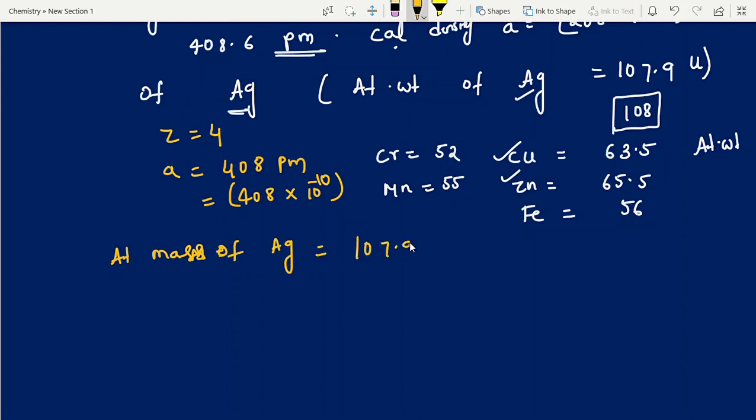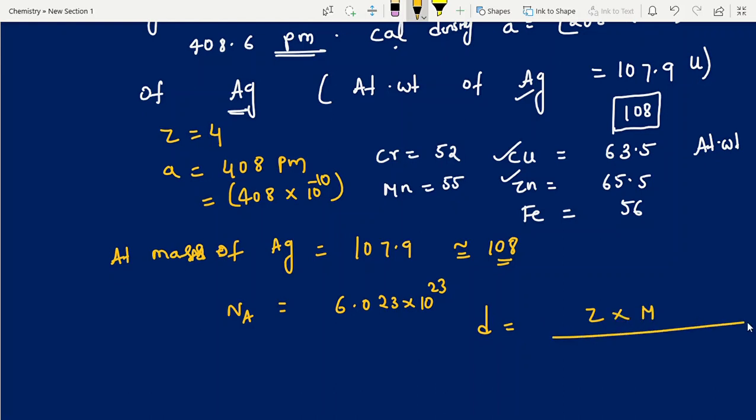107.9 is nothing but 108. Okay. Now, next, what do you need? Yes, Avogadro number of particles, Na. See, now substitute. Density equals Z into M by Na into a cube. Right, so density we are going to calculate.